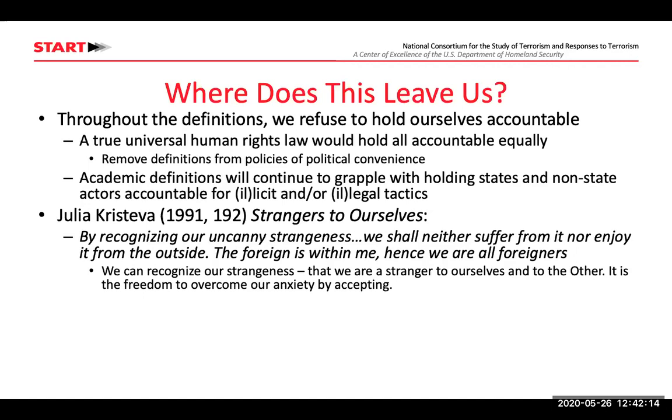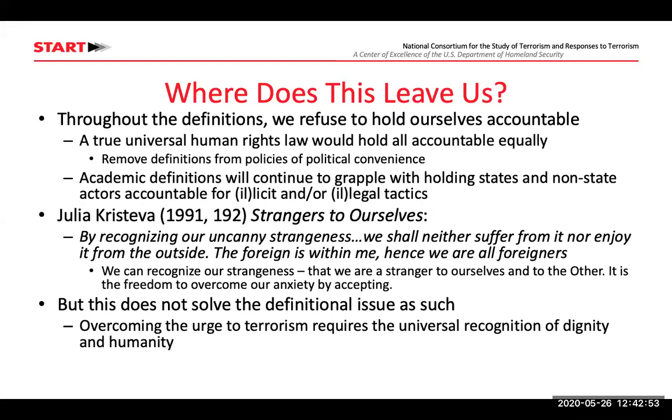There are lots of ways to interpret Kristeva's work here, and what I really think is present here is that we are all strangers. So we can other everything that is not ourself. But as soon as we recognize that we are also an other, we have the ability, I think, to transcend terms like terrorism and labeling someone as the other in a negative context. Now, that doesn't really solve the definitional issues, but I really believe that overcoming the urge to terrorism requires this universal recognition of everyone's dignity and humanity.